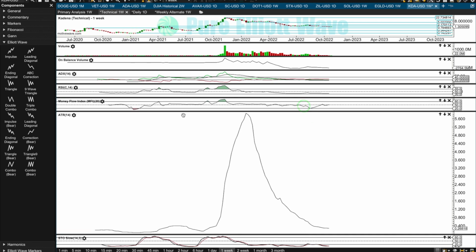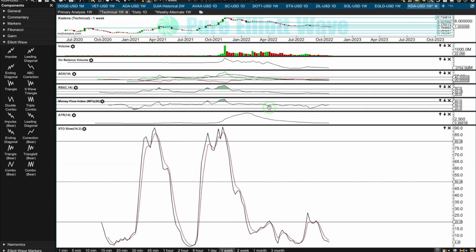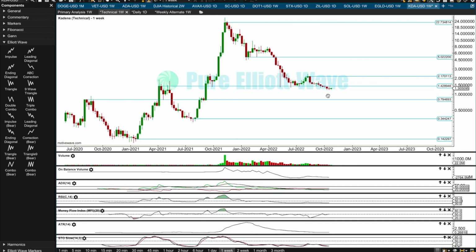ATR increasing throughout the end of this bullish run. It's a lagging indicator here based on a 14-week average, continues to increase after that high and now shows a strong, steady, continued decline. A lack of volatility in this market, and stochastics oversold. Finally, at the weekly chart level, I can see no bullish candlestick pattern developing at these lows. Let's quickly look at the daily and then we're done with Kadena.